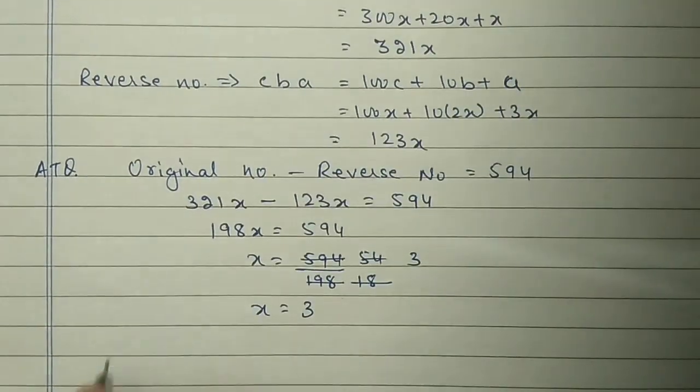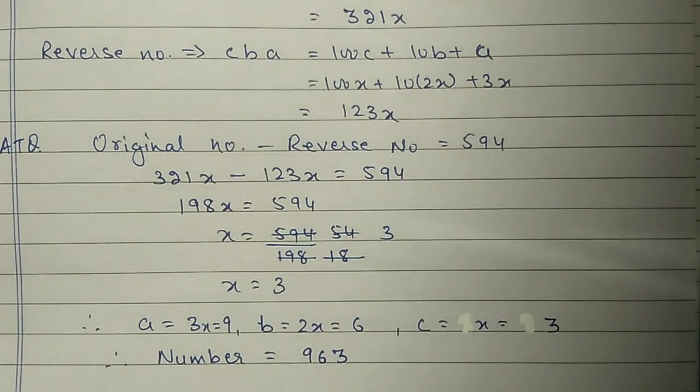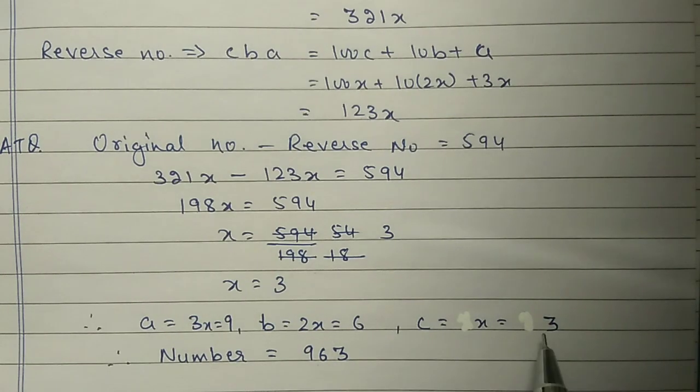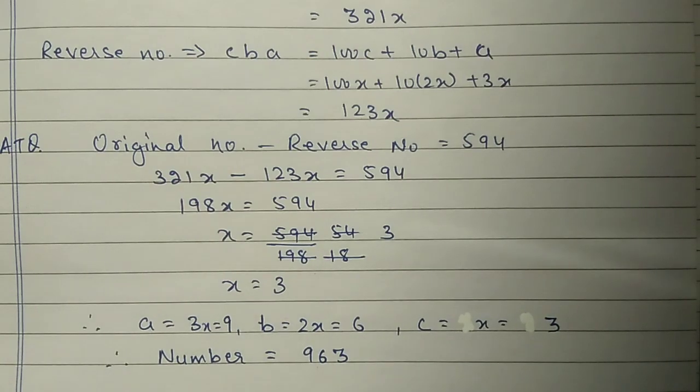Now we can find the digits. Therefore A is equal to 3X, which is 3 into 3, 9. B is equal to 2X, which is 6, and C is equal to X, which is 3. So the number is ABC, meaning 963.